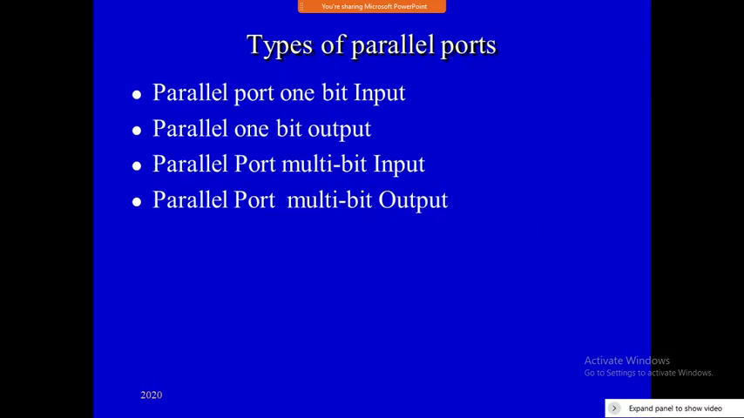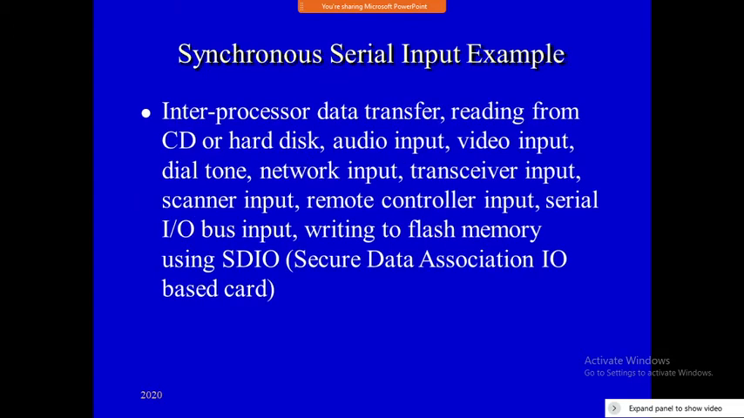Next, the types of parallel ports. A parallel port has one-bit input, one-bit output, multi-bit input, and multi-bit output. See, single bit, multiple bits. That is there in the parallel. So input and output, two variants each, because ports work with input as well as output. These are the four variants in the parallel ports. Next, one by one, we are going to start seeing the things.